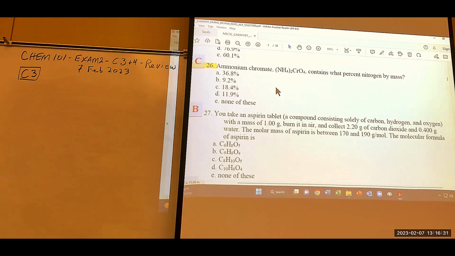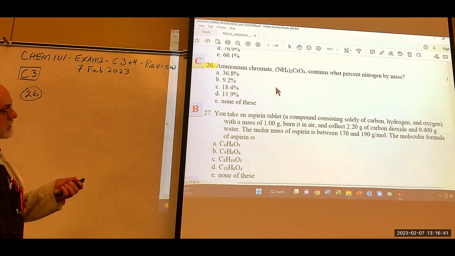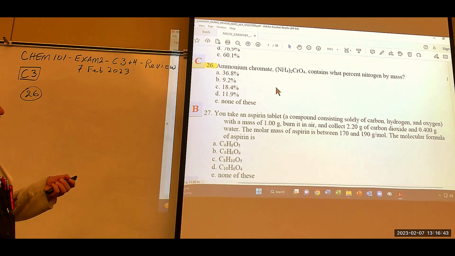Ammonium chromate contains what percent nitrogen by mass? The important part of this one, number 26, is to recognize that when you have 2 ammoniums in the formula, you have 2 nitrogens. So when you calculate the percent nitrogen, you need to take that into account. 2 nitrogens in both the numerator and the denominator, 8 hydrogens, 1 chromium, and 4 oxygens. That's the important lesson here.